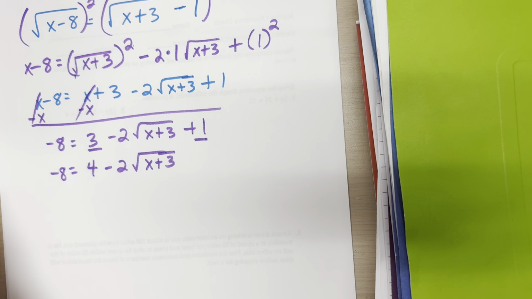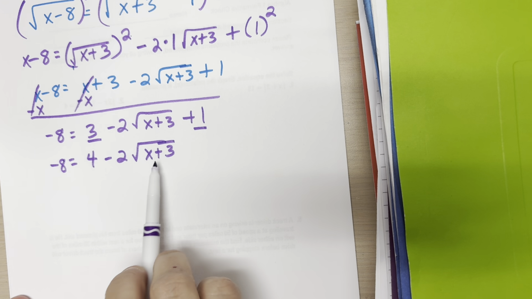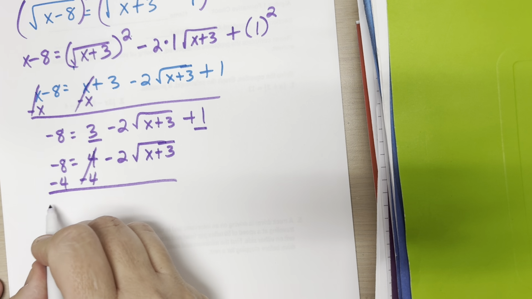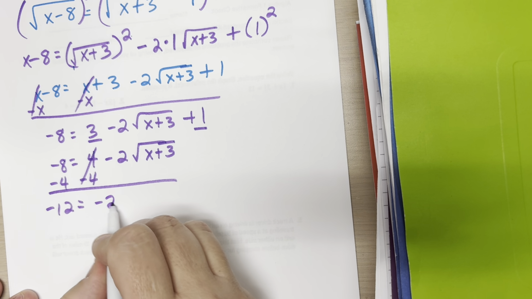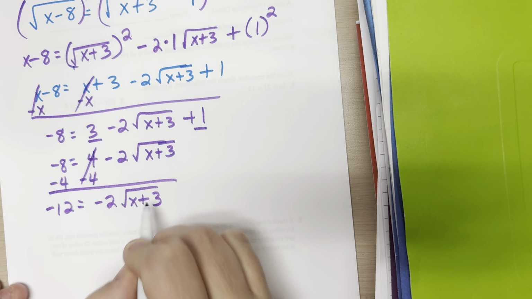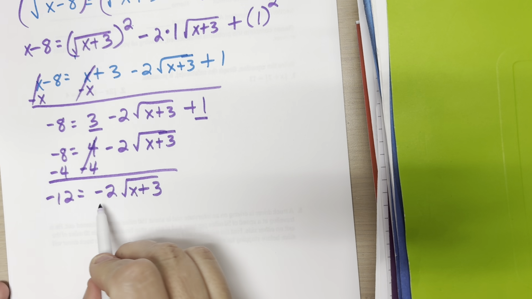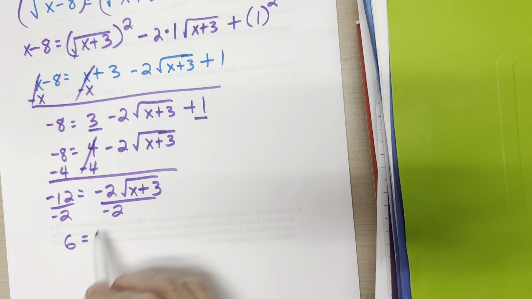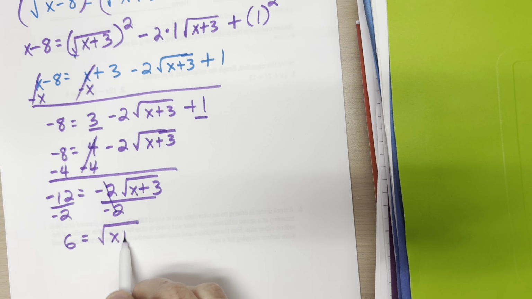Okay. Next, we're just going to go ahead and solve this. I want to get the radical by itself, so we'll subtract a 4 on both sides. That gives you -12 is equal to -2 times the square root of x plus 3. Next, I'm going to divide both sides by -2, so I get 6 is equal to the square root of x plus 3.